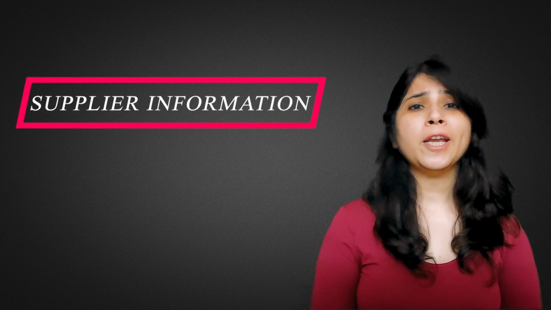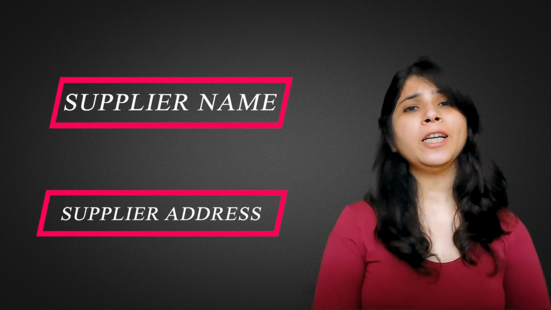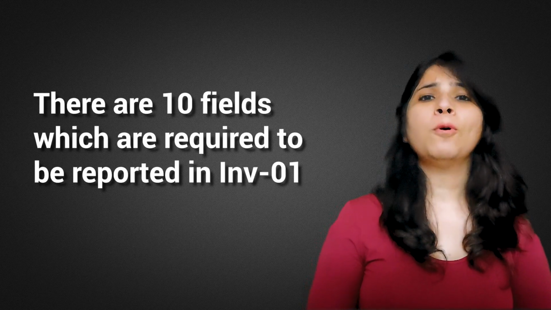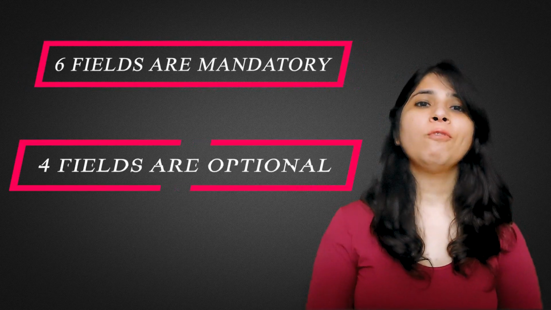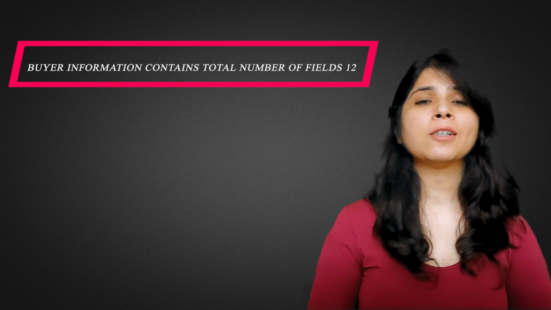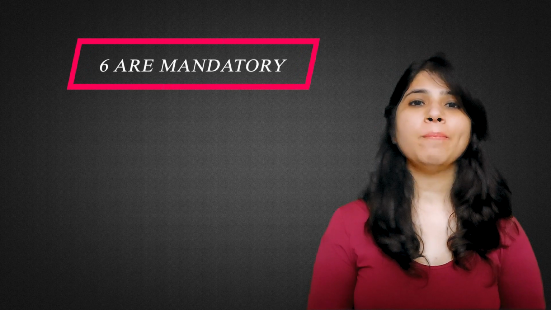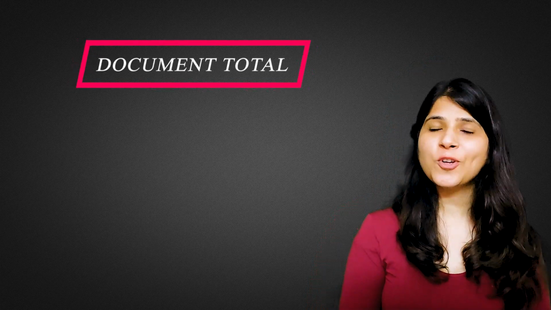The third section is supplier information. Yes guys, supplier information, where the supplier name, supplier address, and other details are required to be reported by a supplier. There are 10 fields which are required to be reported in INV01, out of which 6 fields are mandatory and 4 fields are optional. The next one is buyer information. The buyer information contains a total of 12 fields, out of which 6 fields are optional and 6 are mandatory.